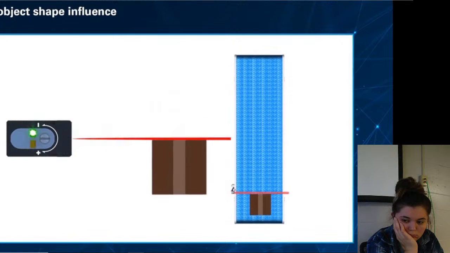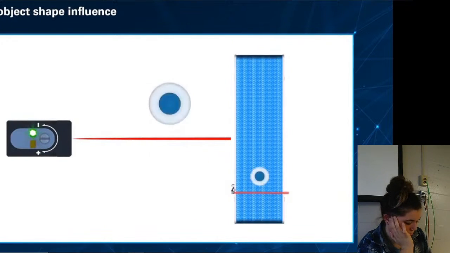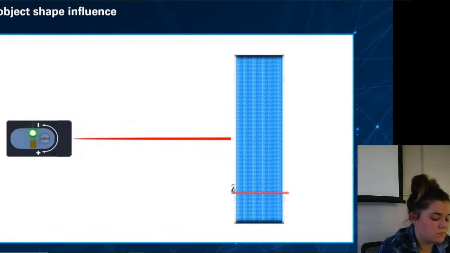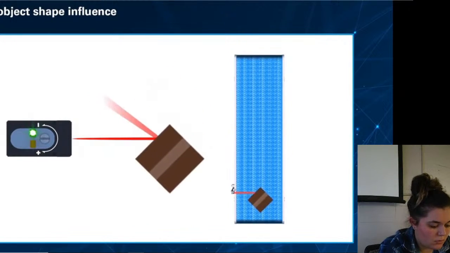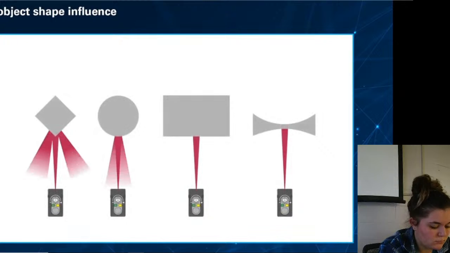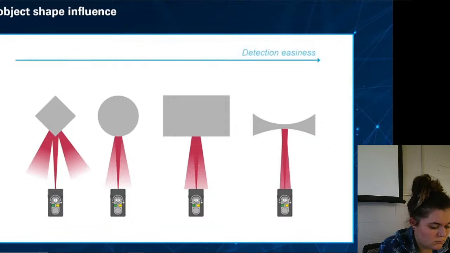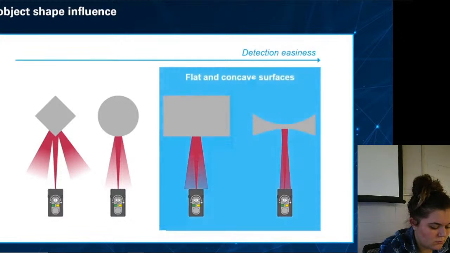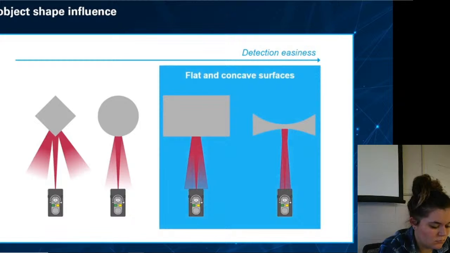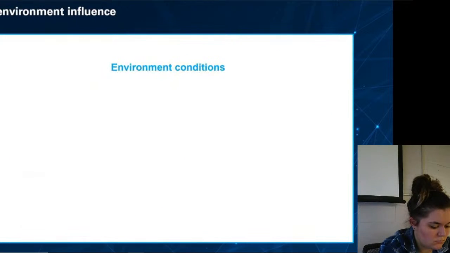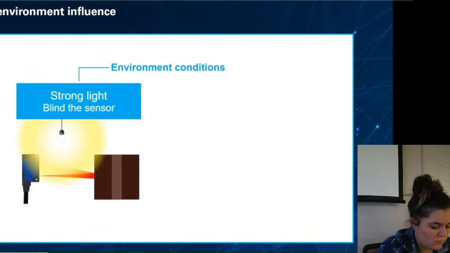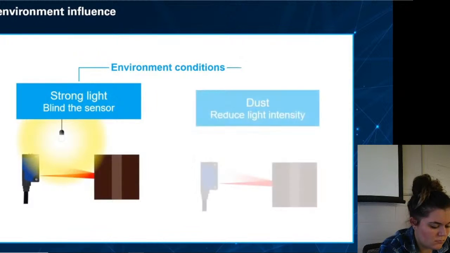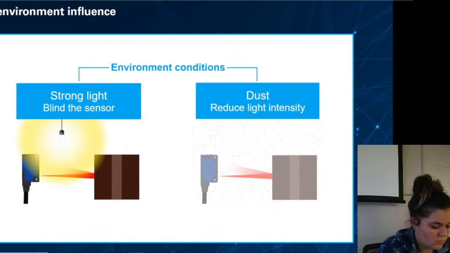The object's shape can influence the direction where the beam is reflected. If the phototransistor does not receive enough energy, the object won't be detected. To be detected, the object shall reflect and diffuse enough energy to the photoelectric sensor. Regarding detection easiness, flat and concave surfaces are more favorable than convex surfaces. Environment conditions may impact the detection performance. Especially strong ambient light may blind the sensor, and dust may reduce the light intensity.